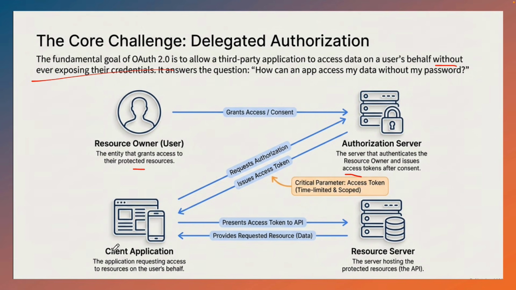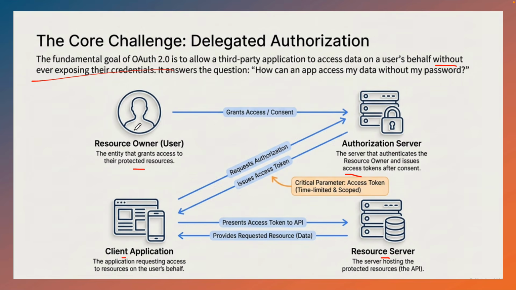Then another entity that we do have here is the client application. This is the application using which the users will be requesting the data. And finally, we do have the resource server. This is the location where the actual data is available, from where the resource owner wants to access the data. So in a nutshell, the resource owner will be using the client application, doing the authorization with the help of the authorization server to access the data which is available on the resource server.